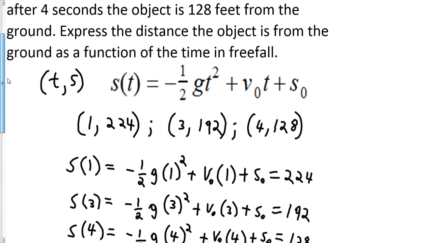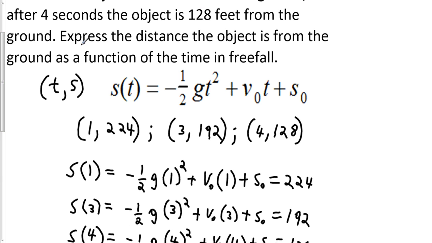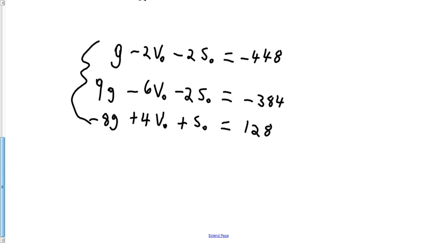And if you look, the thing that we're actually being asked to find is a function that gives us the distance the object is from the ground as a function of time. So we're just being asked for the function here with g, v naught, and s replaced by whatever numbers they actually are. But with that information, we can answer those other questions. So let's go ahead and solve this system of equations.